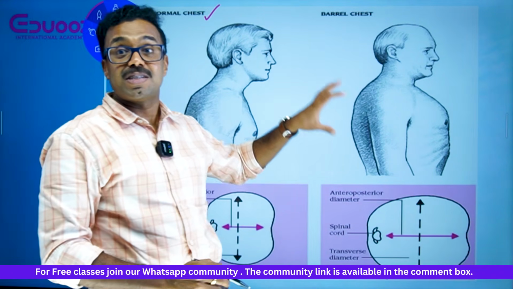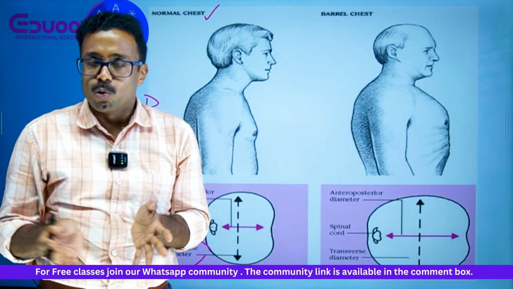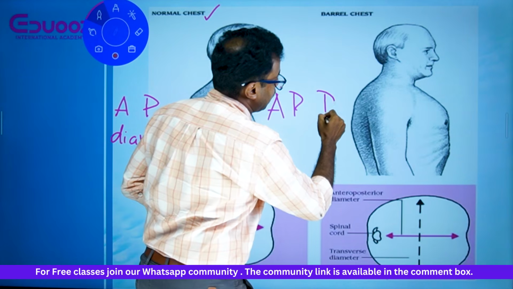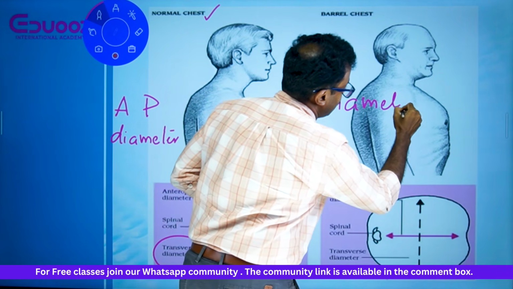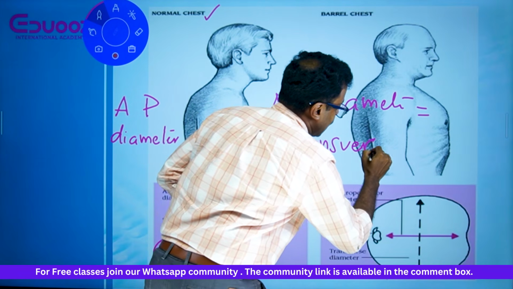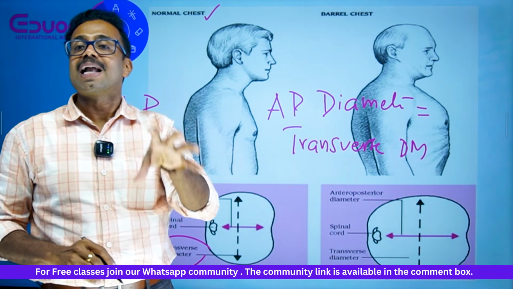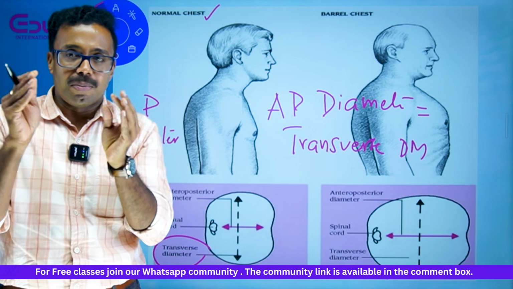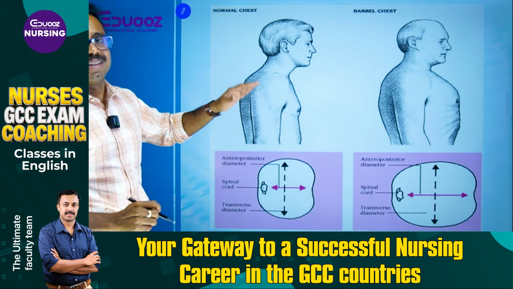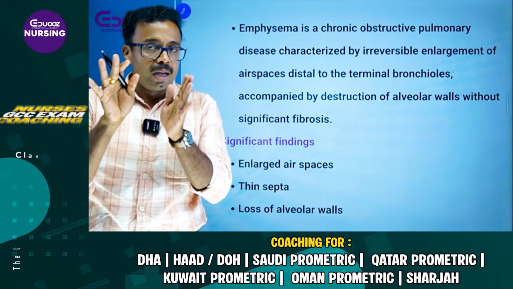Now suppose the patient has a barrel chest. In that case, the anterior posterior diameter and the transverse diameter will be equal. That is what is called a barrel chest. How does it occur? Because of the trapping of air in the lung alveoli. That is the basic mechanism or cause of a barrel chest.